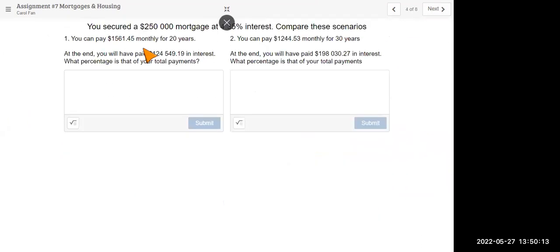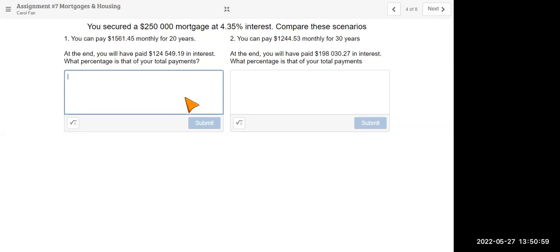Okay, so let's compare these scenarios. You secured a $250,000 mortgage at 4.3% interest. You can pay $1,561.45 monthly for 20 years. If we were to multiply that out, so multiply it by 12 and 20, you'll realize that at the end, you've paid $124,549.19 in interest. What percentage is that of your total payments?